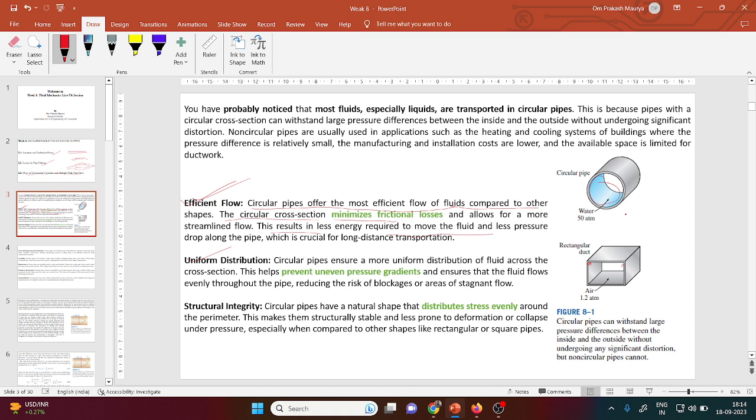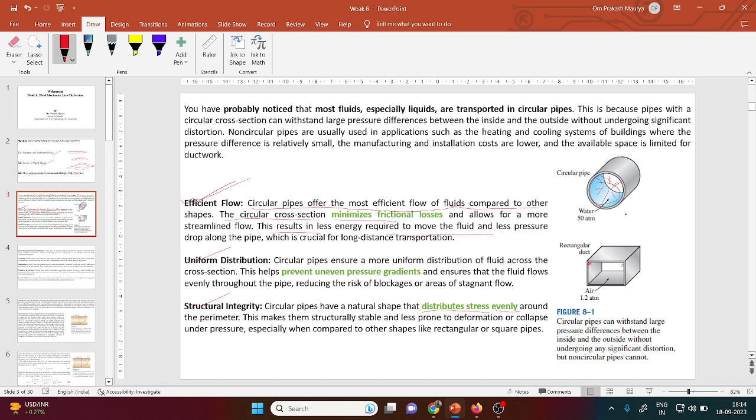Another is uniform distribution of the pressure. At the corner, pressure will not be distributed uniformly, but in the circular case the pressure is uniformly distributed at each and every point of the perimeter. But in the case of rectangular and other shapes, this is not so. Another important reason is structural integrity, and the stress distribution is also uniform.